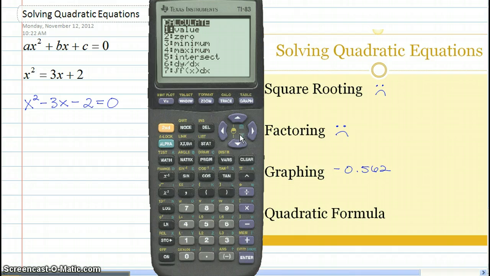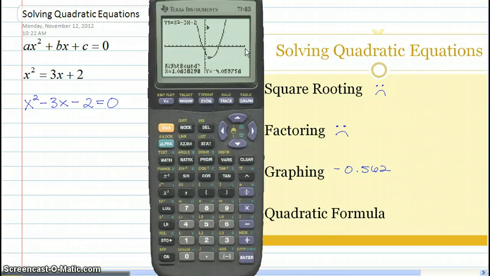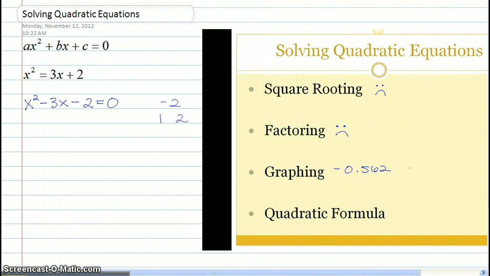I would do the same thing, second trace, 0. Again, I need to find the other one, so I can either use my arrow. This would be to the left. To pick something to the right, maybe an 8. Notice that my guess is in between here. Looks about 3. And I get a 3.562 as my other option for x. So negative 0.562 and 3.562 are some approximate answers for x.